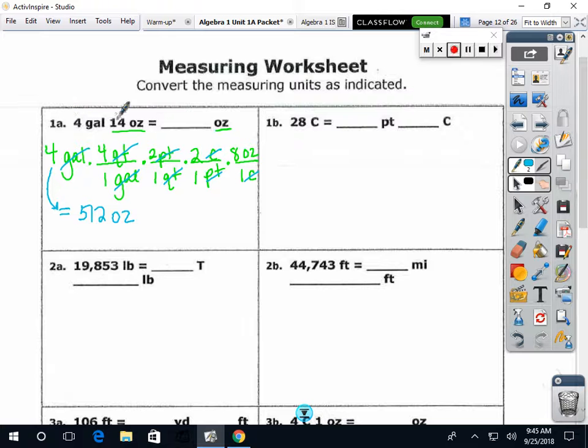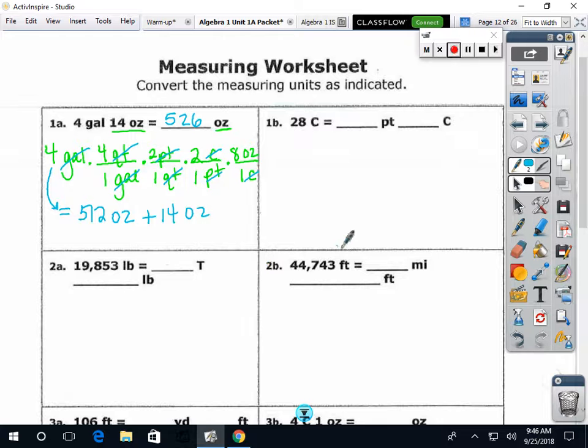So 4 gallons and 14 ounces would be how many total ounces? Okay, so now that we know that 4 gallons is 512 ounces, just in the 4 gallons, how much total ounces would this all be? Right, 526. You would just add 512 plus the 14 ounces that were already there, and that would make a total of 526.